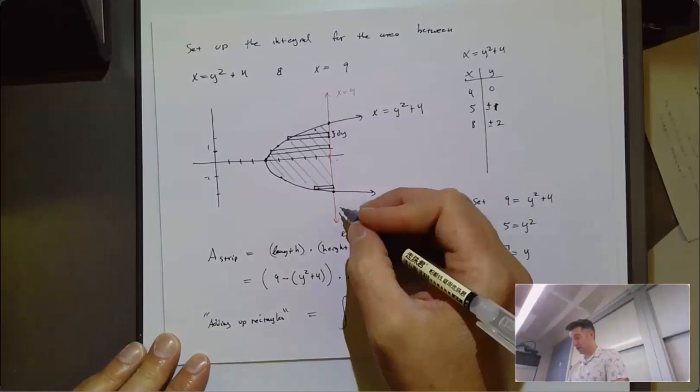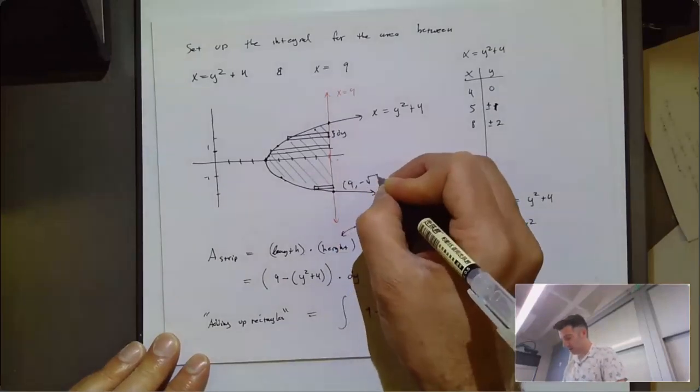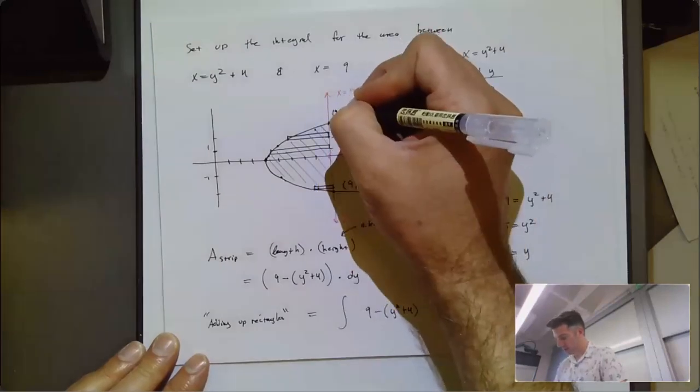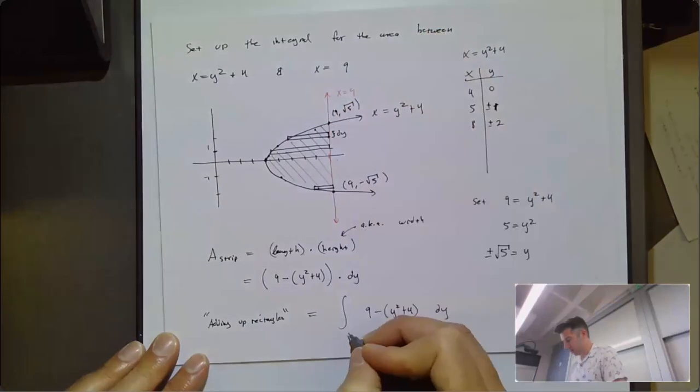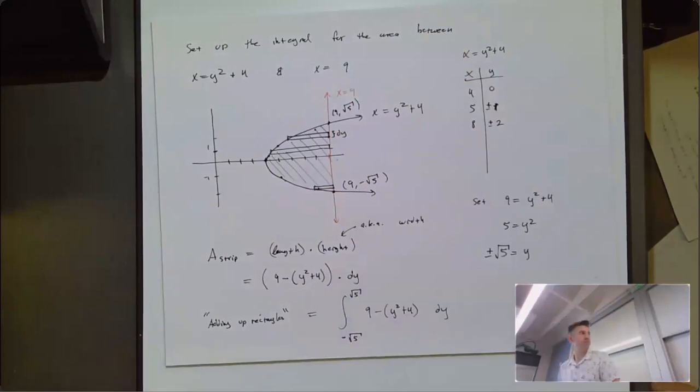So the lower limit's definitely when x is 9 and y is the negative square root of 5. The upper limit is when x is 9 and y is the positive square root of 5. So the lower y value is the negative square root of 5. The upper y value is the positive square root of 5. You also could do this one using vertical strips instead of horizontal strips. Should we do that?